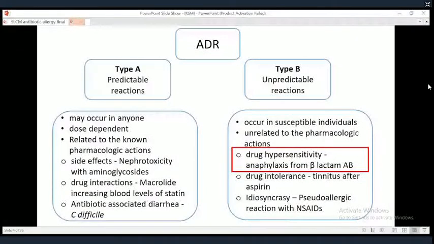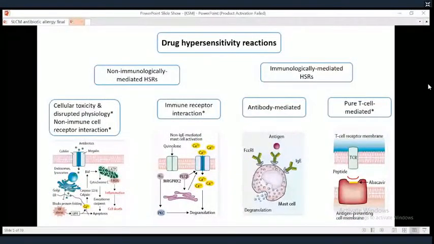So we will concentrate a little on these drug hypersensitivity reactions. Drug hypersensitivity reactions can again be divided into non-immunologically mediated hypersensitivity reactions and immunologically mediated hypersensitivity reactions. Immunologically mediated hypersensitivity reactions are generally either antibody mediated or pure T-cell mediated. These kinds of reactions generally retain immunologic memory, meaning when you continue to use the same medicine, symptoms can recur.